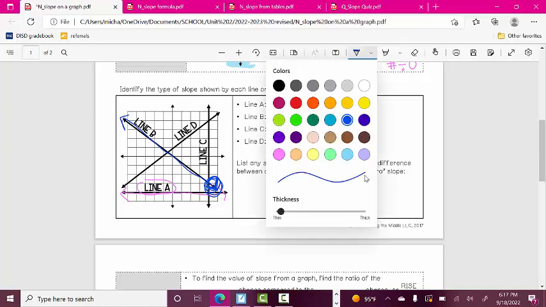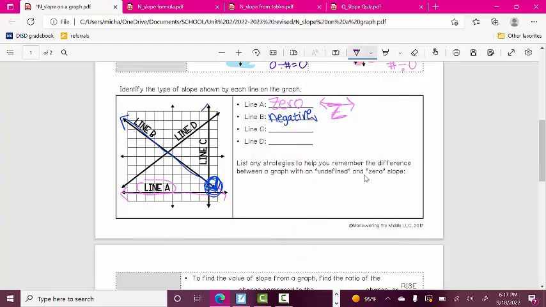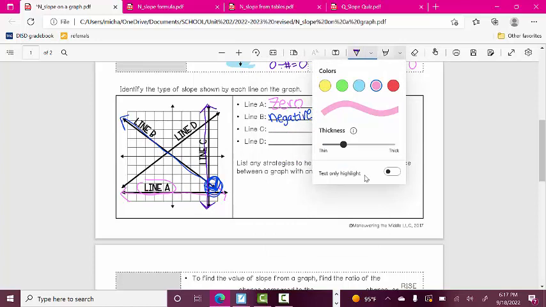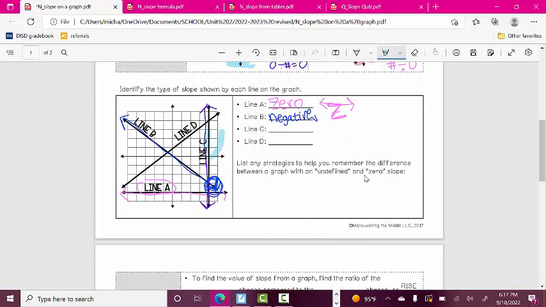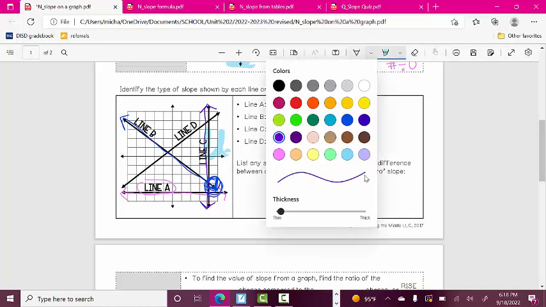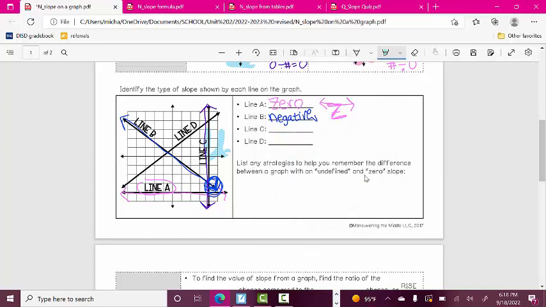Looking at line C, line C is going straight up and down. And I know that with straight up and down lines, I can draw the U. Since I can draw the U, it's a straight up and down line. Vertical lines have a slope of, what's an undefined slope?